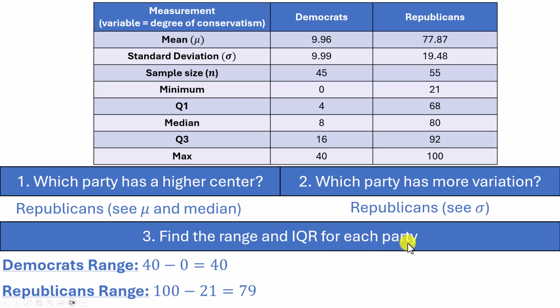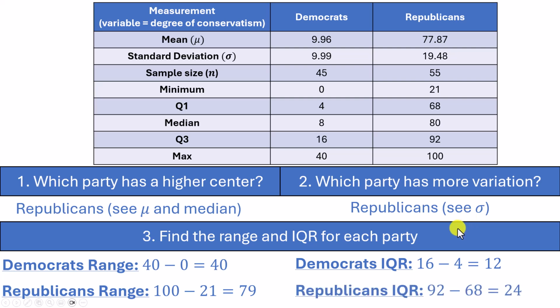For the IQR for Democrats, we can take 16 minus 4 and we get 12. So the range of the middle half of the data set is 12 units for Democrats, and for Republicans, the range of the middle half is going to be 24. We take 92 and subtract 68.